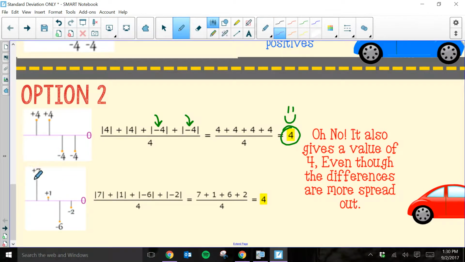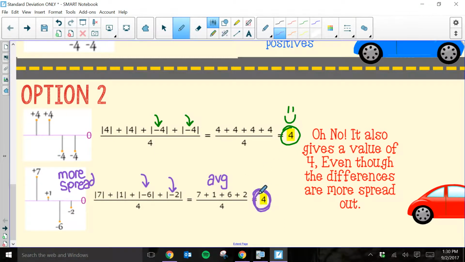What about this data right here? This looks like it's more spread out. That 7 is quite farther away from 0, and so is that 6 down at the bottom. Well, I'm going to try the same thing. Here's absolute value. I'm going to turn all those distances positive. Then I'm going to find the average of those. That's what this is right here. Add them up, divide by how many. I ended up with 4 again.